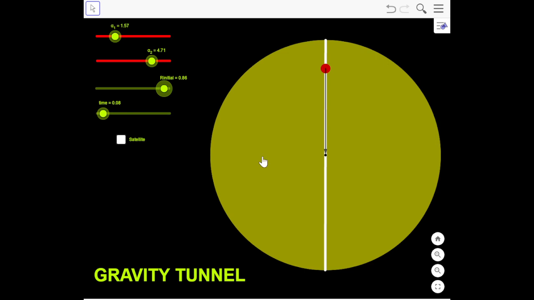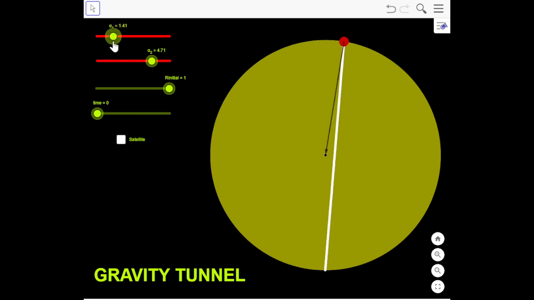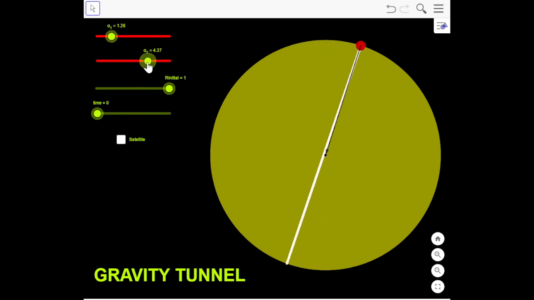Okay, now let's try messing around with this a little bit. Let's set the time back to 0. Let's set this back to 1. Now let's try moving this tunnel a bit and see what we can get. Let's try something like this. How about that? Let's try that. All right, now what do you think it's going to do here? Think about it.